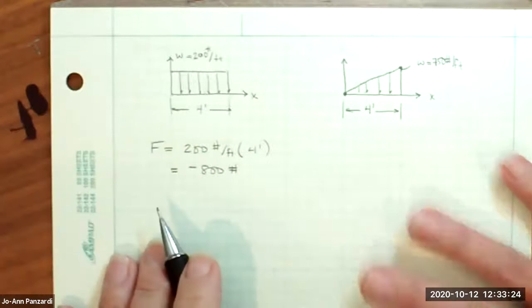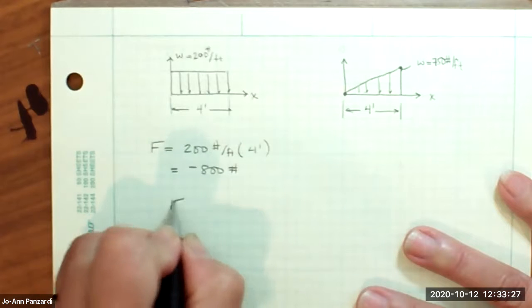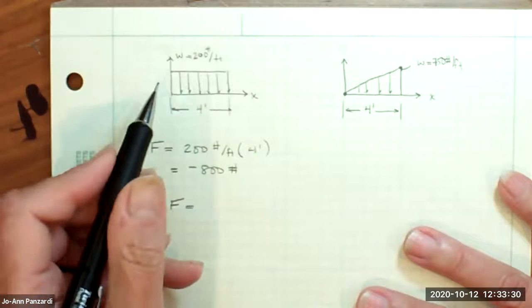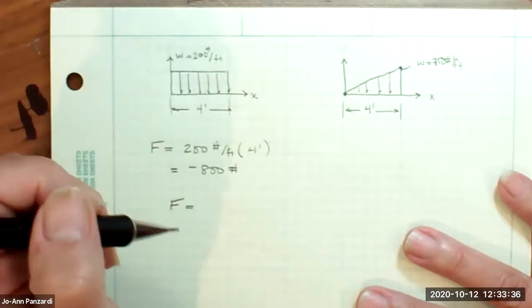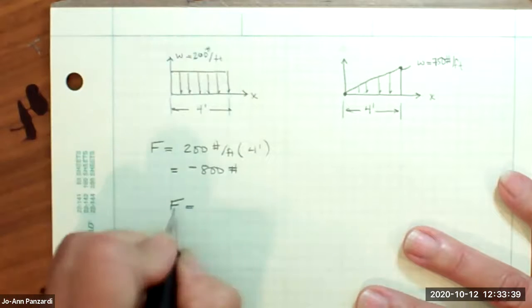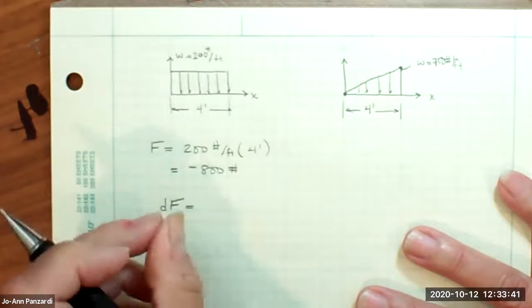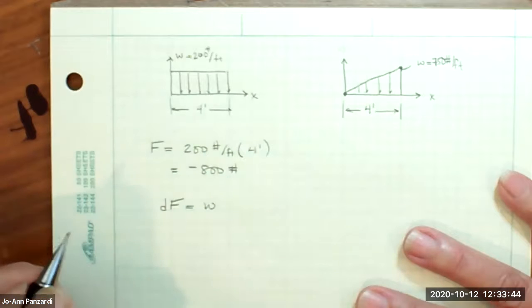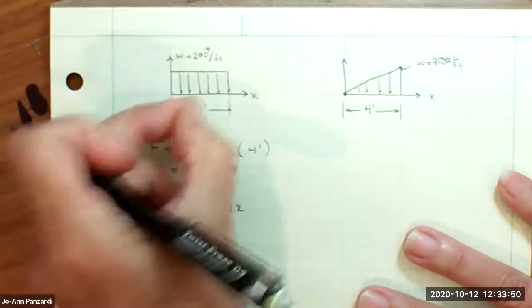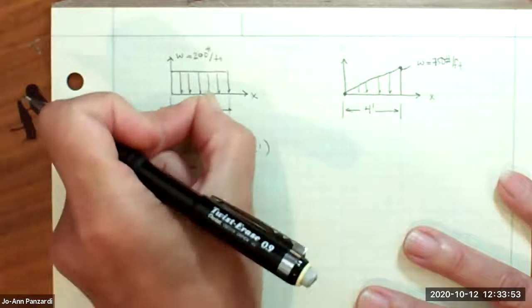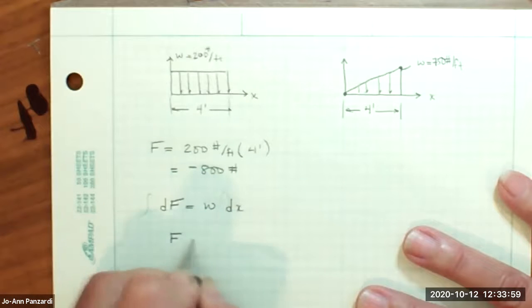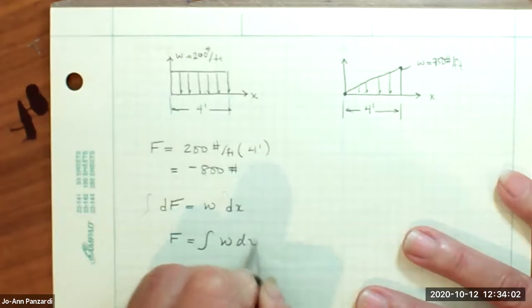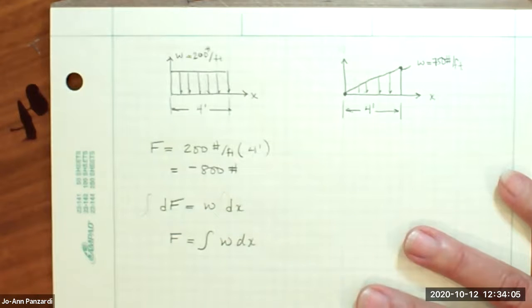Well, what we could have also done is do force is equal to a segmental part, remember from integration, where dF is really the portion of the force, is equal to W times dx, because we're looking at an incremental piece of the force is equal to an incremental piece of the dx. So if I integrate both sides, the force turns out to be the integral of W dx. Okay, so let's do that.